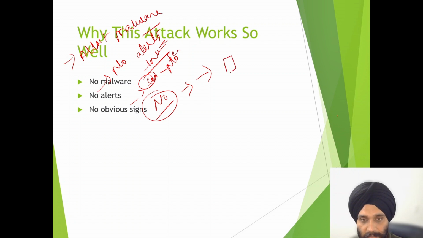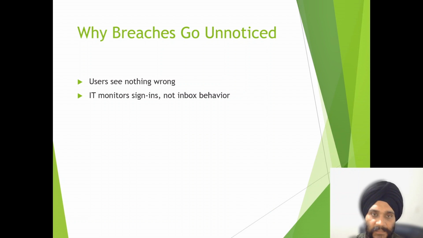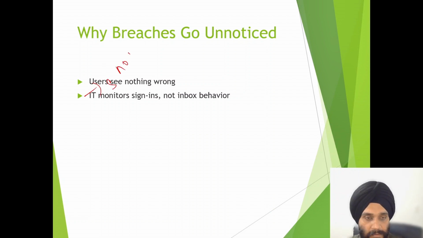First time he was able to log in to the user's mailbox with some PowerShell scripts. Once he's entered into the mailbox, your mailbox is set up to forward all emails to some external email address belonging to the cyber criminal. So why do breaches go unnoticed? As I already explained in my previous slide, there are no sign-in alerts.